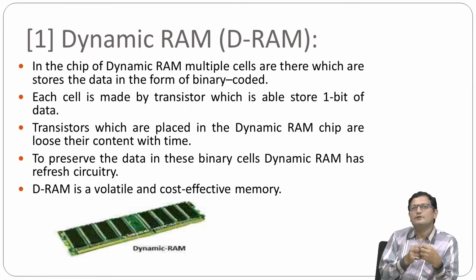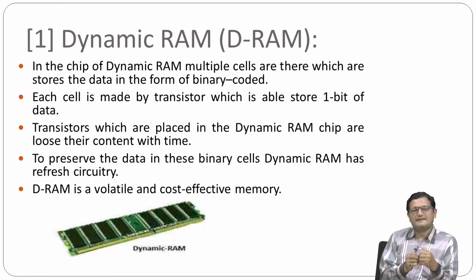So to solve this problem, to preserve the content we have stored, we have to put in one circuitry, right? In the random access memory, there is one special circuitry which will refresh the content of the RAM, and when that circuitry is refreshing the content, that content will be preserved for a longer amount of time.